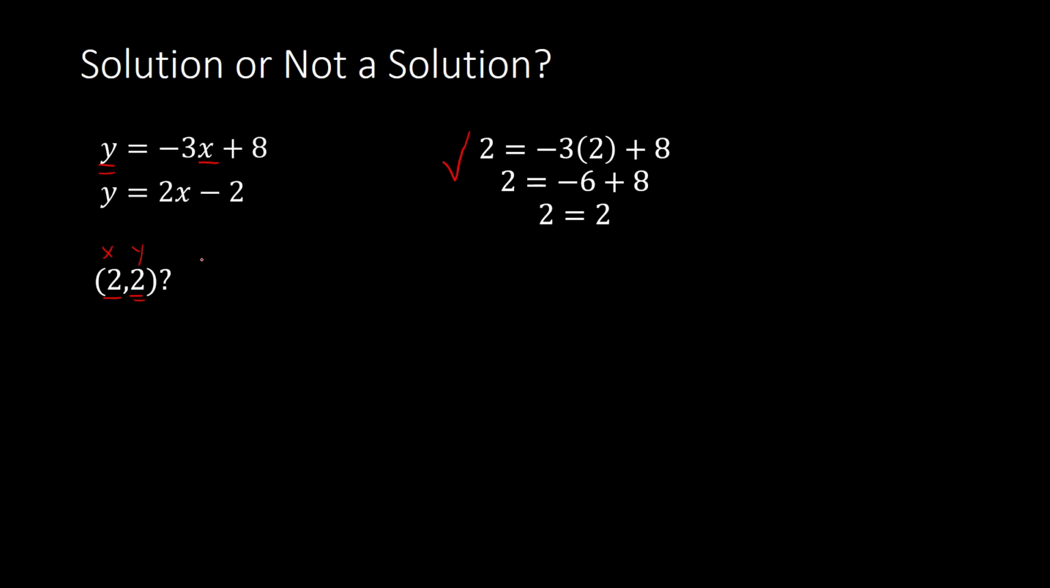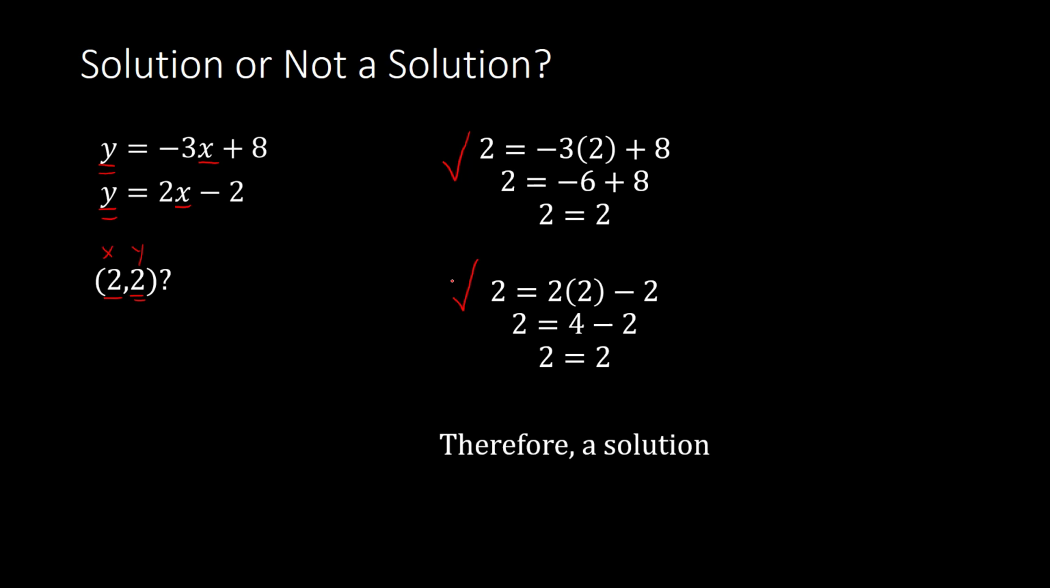Now the second equation, same thing. Plug a 2 in for y, and then the other 2 in for x. So what I have is 2 equals 2 times 2 minus 2. 2 times 2 is 4, so we have 4 minus 2, which would be 2. So therefore, we have a true statement, which would mean that it's a solution for that second equation. So (2, 2) is a solution for the first equation, and it's also a solution to the second equation. Therefore, (2, 2) would be a solution for the system. And that is how you determine if something is a solution or not.